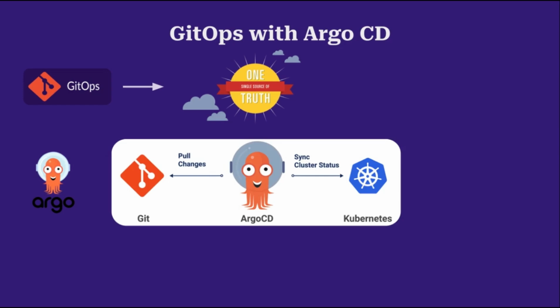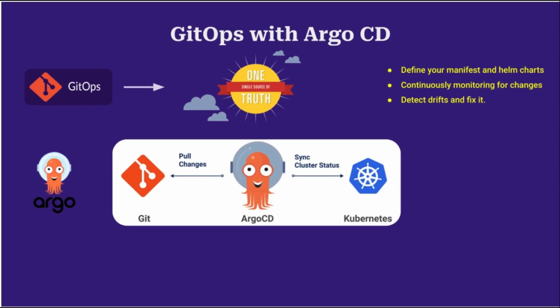Here's how it works. 1. You define your Kubernetes manifests or Helm charts in Git. 2. Argo CD continuously monitors Git for changes. 3. If anything drifts from what's defined in Git, Argo CD detects it and fixes it.